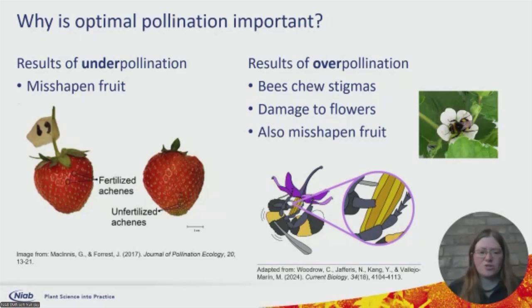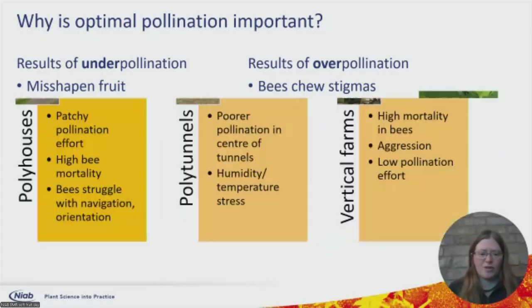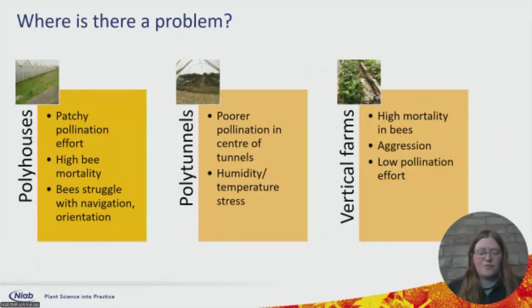So there's a Goldilocks zone in the middle of the correct amount of pollination for that crop, and that's what we're aiming for. Different facilities and different facility types suffer different types of problems. So polyhouses, for example, may see patchy pollination effort, heterogeneity in the activity that you get on the crop, with some bits having high levels and other bits having low levels of pollinator activity. They may see high bee mortality depending on the cladding used, especially where the bees are struggling to orientate and getting stuck in parts of the facility away from the nest.